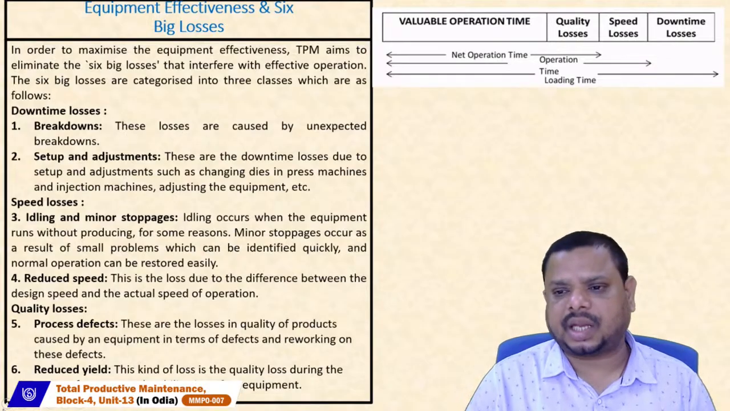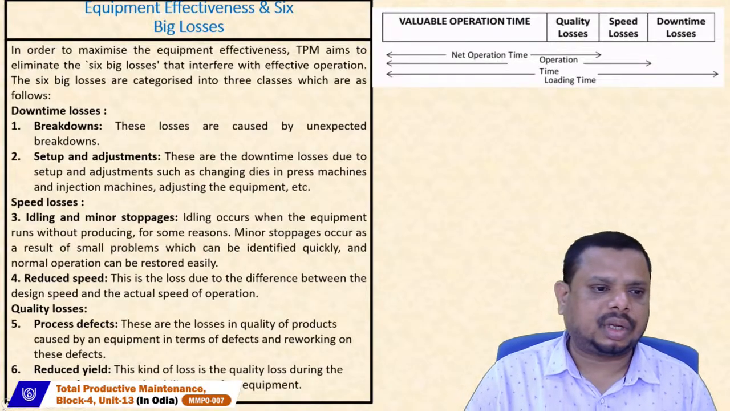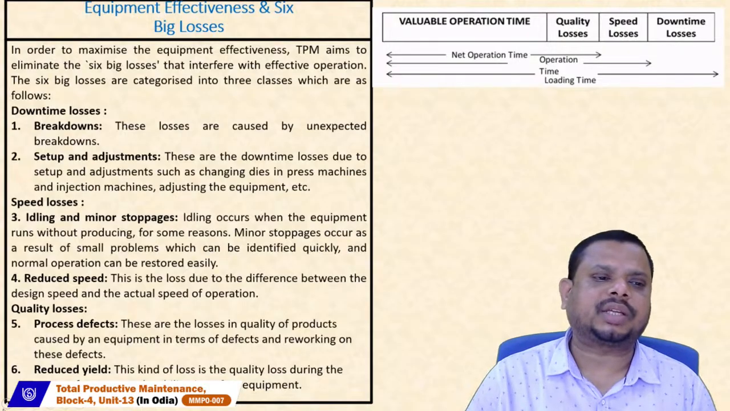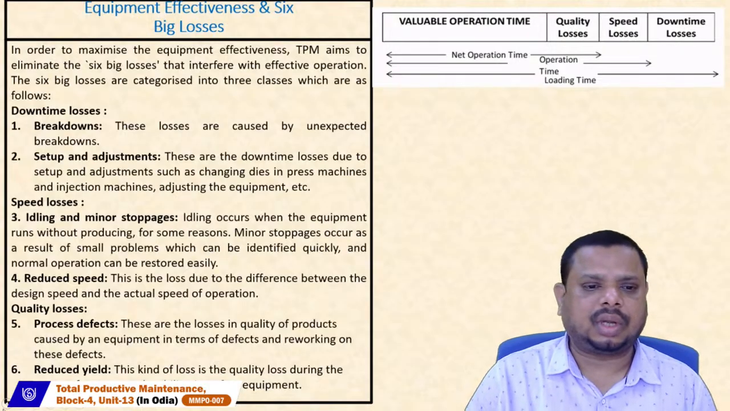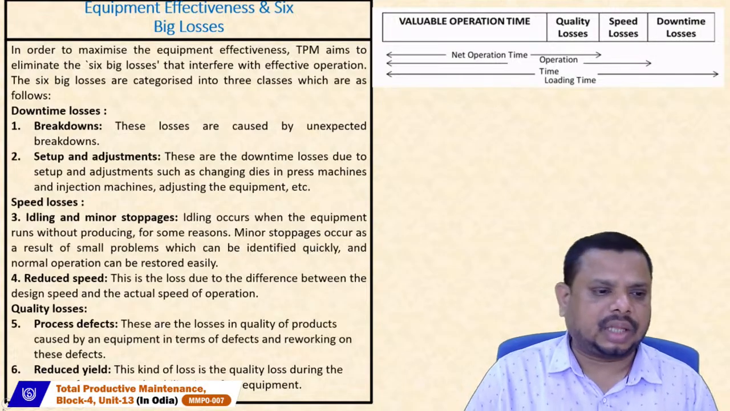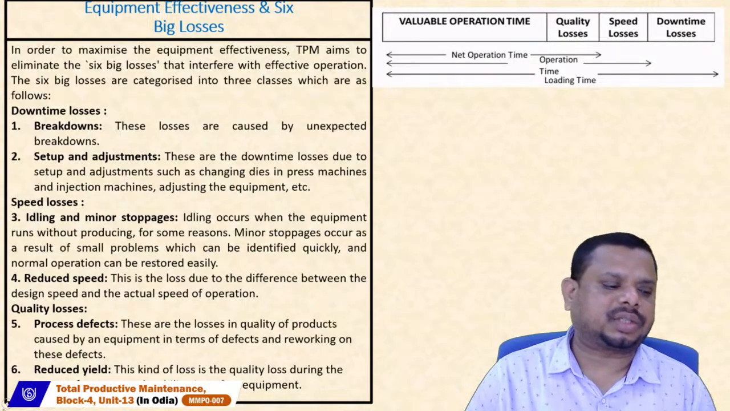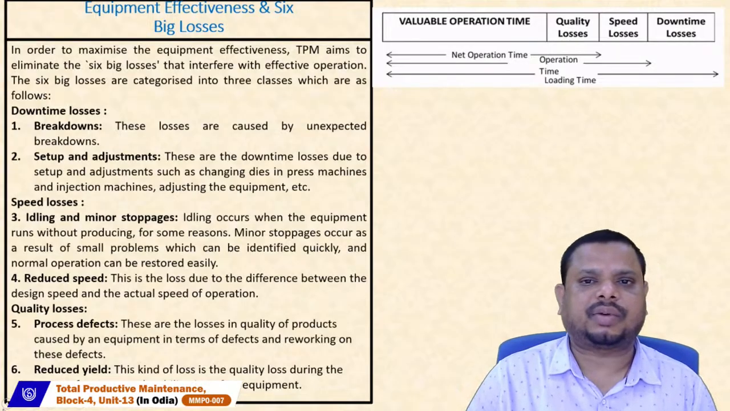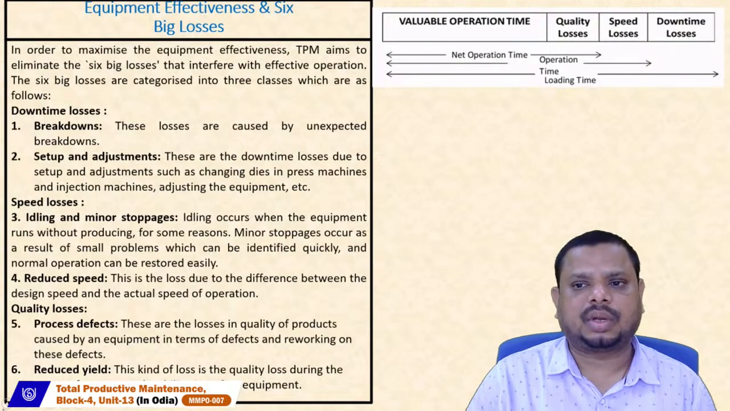If you don't assign skilled operators, the adjustment time should be considered as one kind of breakdown, and due to this breakdown, it directly affects the entire effectiveness of operations. The second class is known as speed losses. Under speed losses, the first one is idling and minor stoppage. Idling occurs when the equipment runs without producing, and minor stoppage occurs as a result of small problems which can be identified quickly and normal operation can be restored.